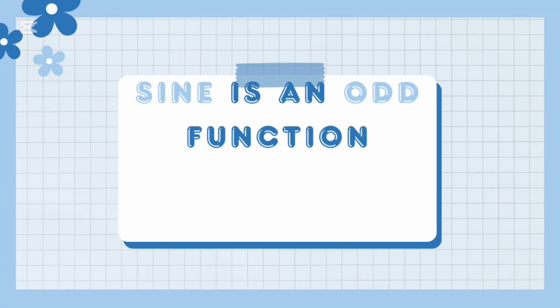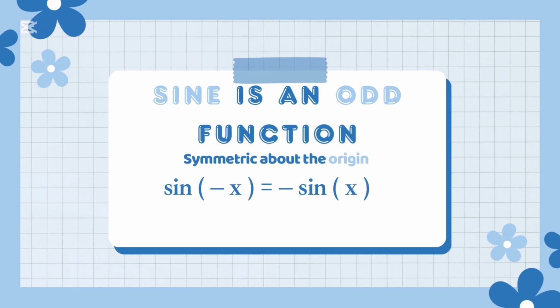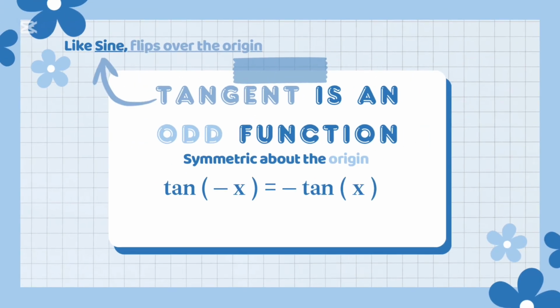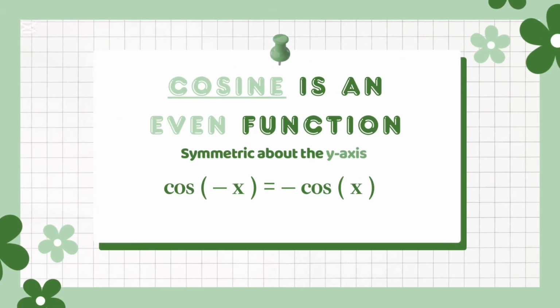But what about sine, tan, and cos? Well, sine is an odd function. It flips over the origin and can be expressed as sine at negative x is equal to negative sine at x. Tangent is like sine. It's also an odd function and can be expressed the same way, just with tan instead of sine. Cosine, however, is an even function because when you plug in a negative, the output would be the same.